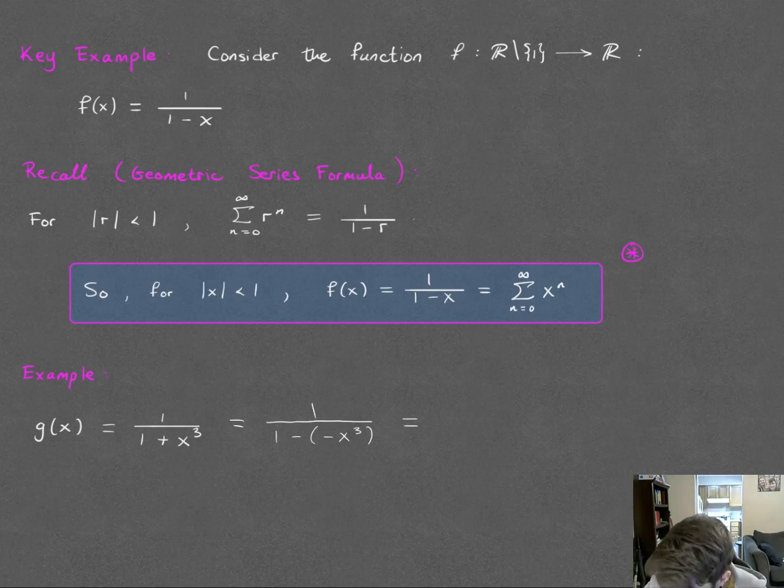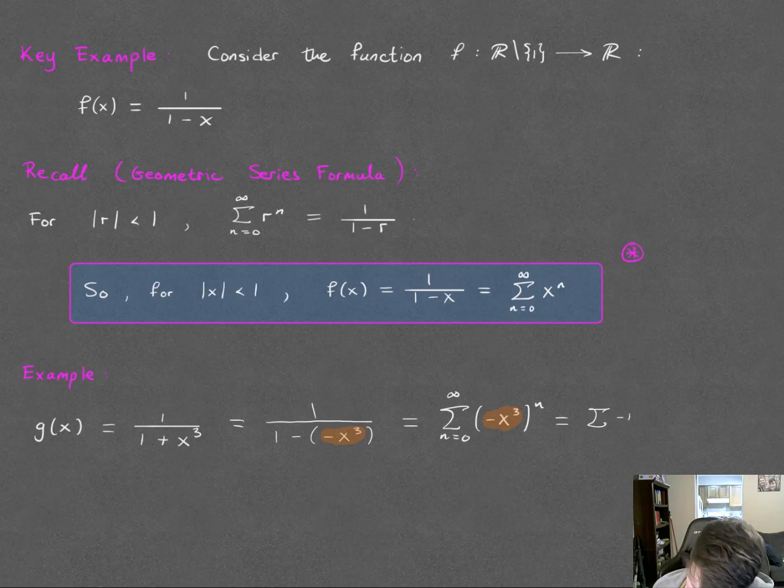And now I look at this and I think, well, I can plug into this formula. Instead of x, I'm using minus x cubed. So I have minus x cubed to the n, from n equals 0 to infinity. And then I multiply this out, and I'll get the sum. So again, I'm using this x cubed as the thing that I'm plugging into the blue box. And this is equal to minus 1 to the n times x to the 3n, from n equals 0 to infinity. So I've taken this function g that I didn't have a power series representation for before, and I've written it as a power series.